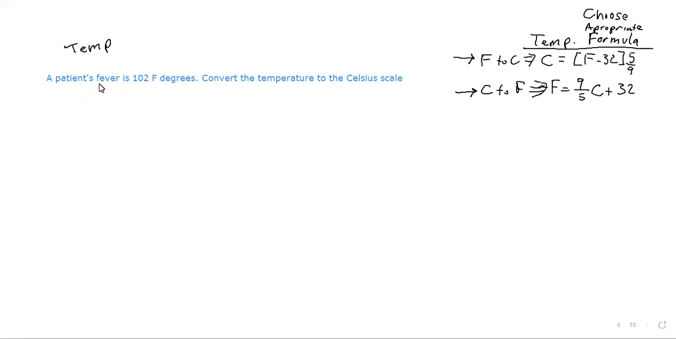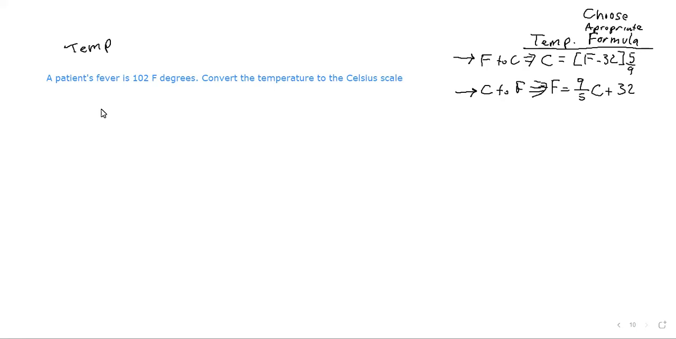The patient's fever is 102 degrees Fahrenheit. Convert the temperature to Celsius. So they want us to convert it to Celsius. All right, so let's go ahead and do that. We're going to convert the temperature to Celsius. That means we have to use the Fahrenheit to Celsius temperature formula, which is on the top.